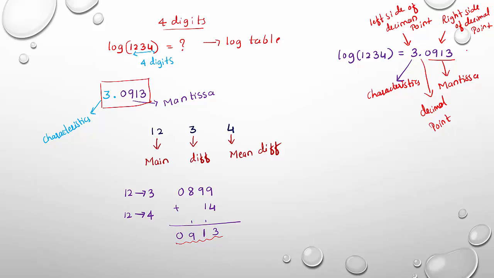Is it clear? Now I will give you one more example. You can try to solve this example. The number is log of 5678. Can you find its value? Now tell me how many digits are there? 4 digits. How to find the characteristic? 4 minus 1 will be 3. So 3 point. Next we have to observe 56 at 7, which is the difference column, and 56 at 8, which is the mean difference column. This is the difference column but this is the mean difference column.